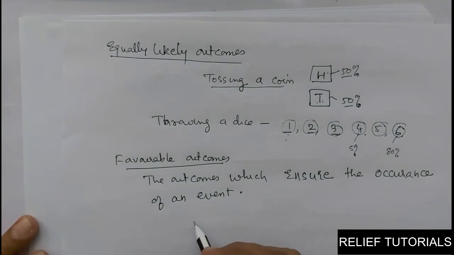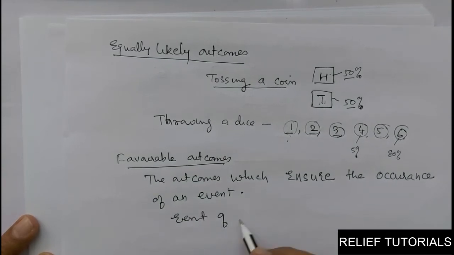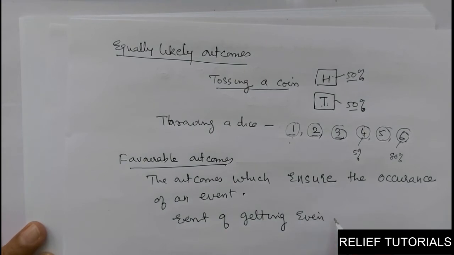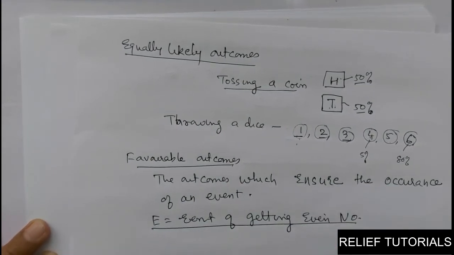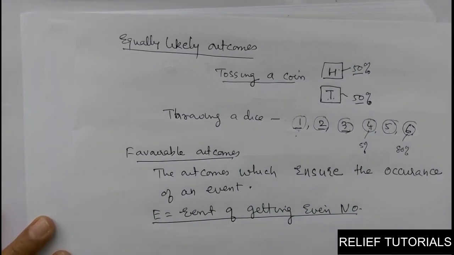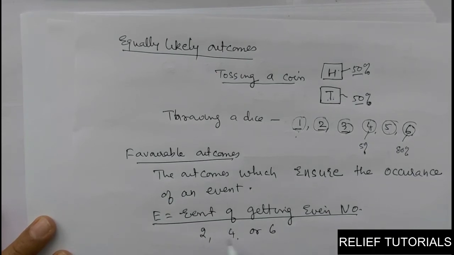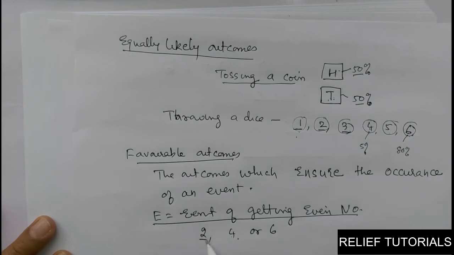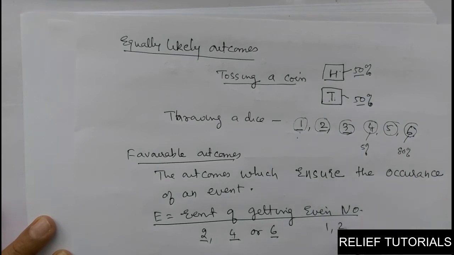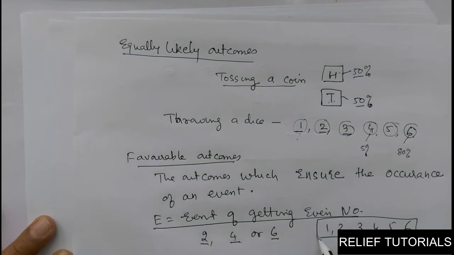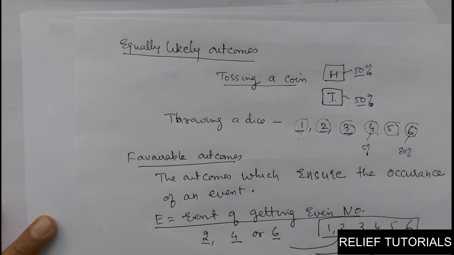Now, favorable outcomes of the event of getting an even number when a dice is thrown. Say E is the event of getting an even number. When will this event occur when you throw a dice? What number has to appear? 2, 4, or 6. If any one of these numbers appears, then you can say we got an even number. Out of all possible outcomes 1, 2, 3, 4, 5, 6, if 2, 4 or 6 appears, then we can say that the event of getting an even number has occurred. So they are favorable outcomes for this event. Clear?